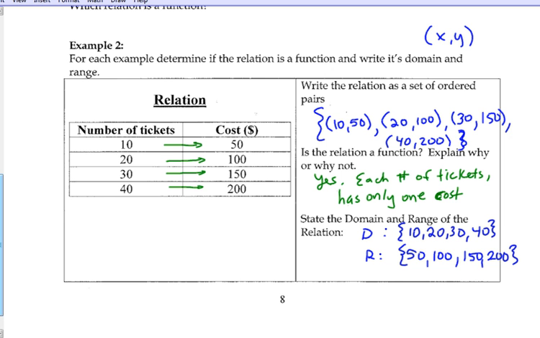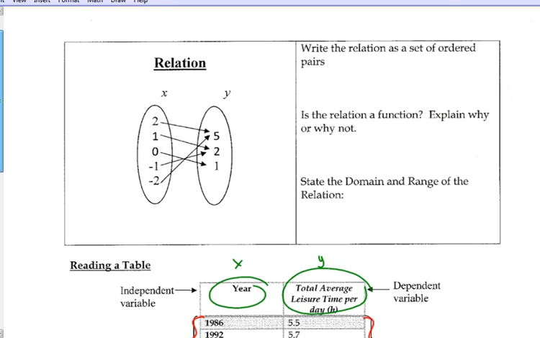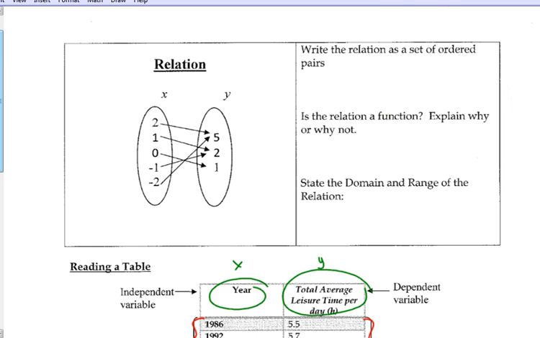Okay, so what I'd like you to do is try the next question on your own on the next page. Write the ordered pairs, write the domain and range, and then determine if it's a function or not. If you're not sure, at least do the first part. So the next page, try this one. Start by writing the ordered pairs.